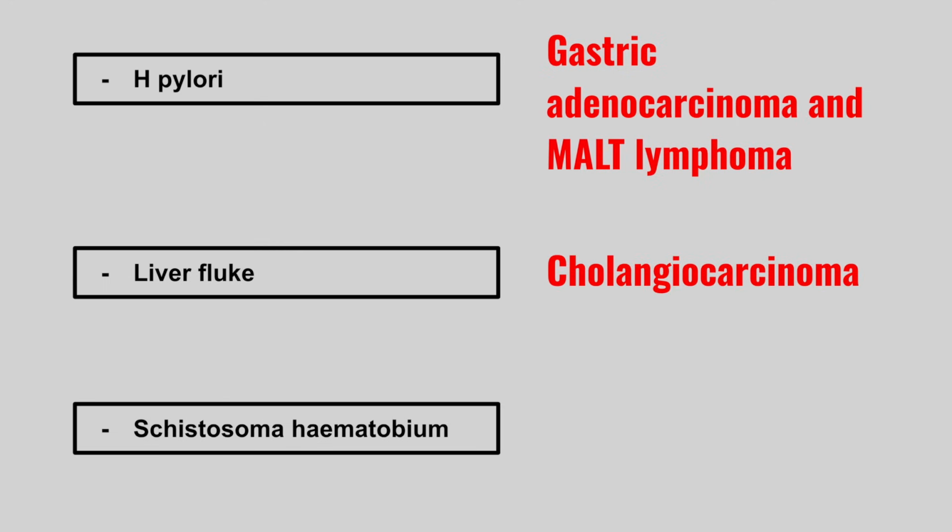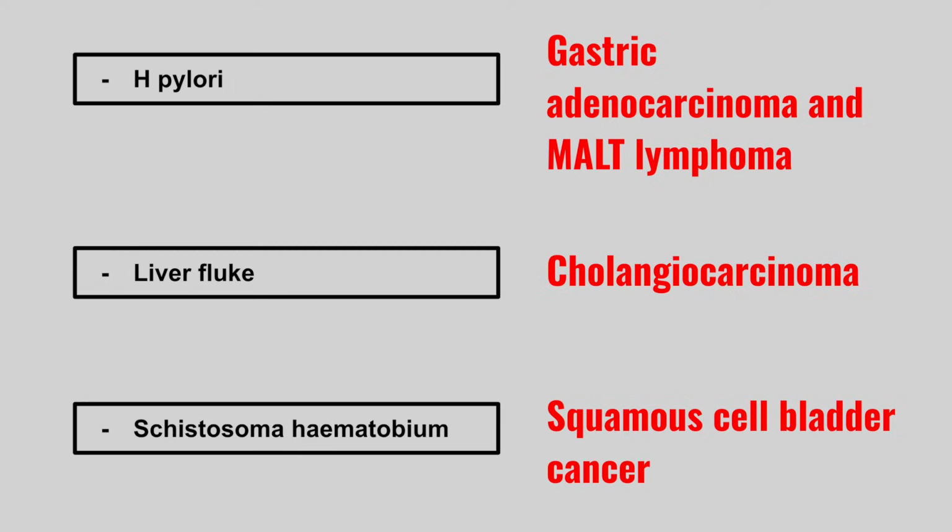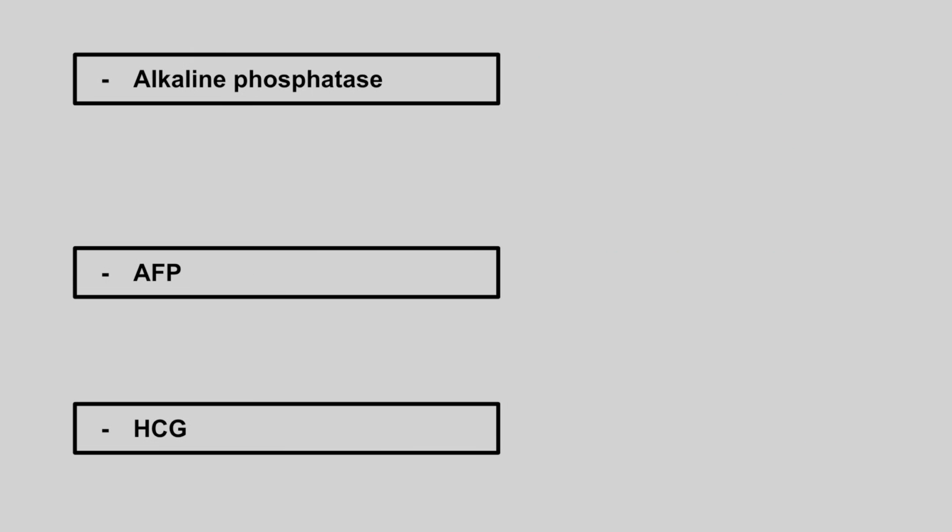This is cholangiocarcinoma. Now we have Schistosoma haematobium. This is squamous cell bladder cancer. Remember, we want to compare that to smoking, for example, which causes a transitional cell bladder cancer. Next, we're going to be talking about tumor markers.